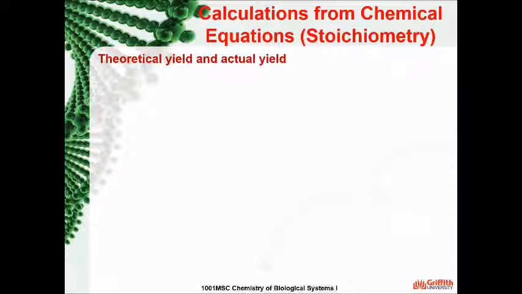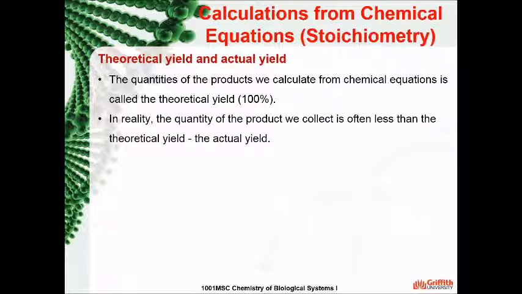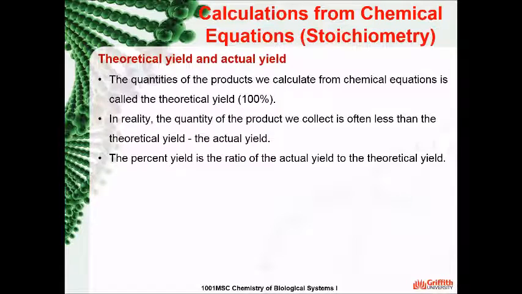The quantity of the products we calculate from chemical equations is called the theoretical yield, which represents the maximum yield, 100%, of the product. The actual yield is the amount of product that we finally obtain from the chemical reaction, and in reality, it is often less than the theoretical yield. To see how efficient the reaction is, we calculate the percent yield, which is the ratio of the actual yield to the theoretical yield.